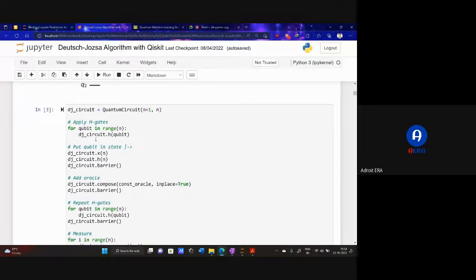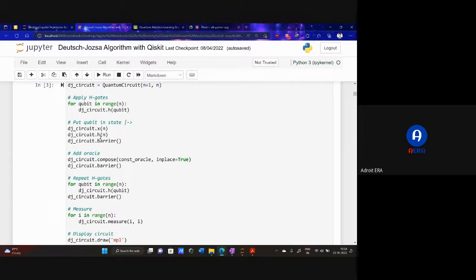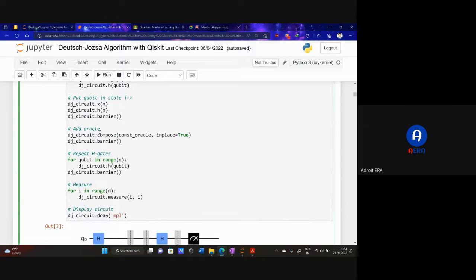Now for qubits, we applied a for loop, basically for qubit in range n. For all the qubits you apply the Hadamard gate. And then you put the second register in the minus state. That's what we are doing, the minus state, by applying the X gate first. First we flip it to get 1, and then we apply the Hadamard. So we apply Hadamard gates to all of the first register, and this code is for the second register. Remember that. Okay, and then we apply the oracle.